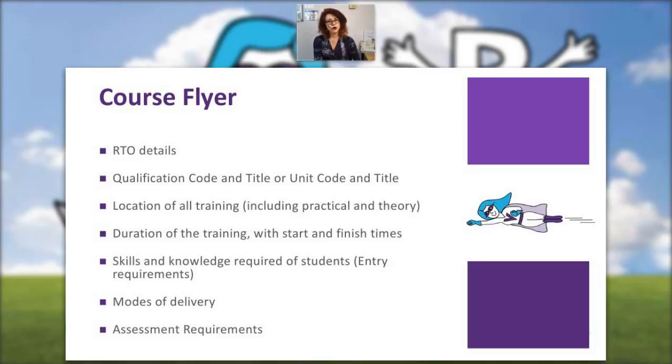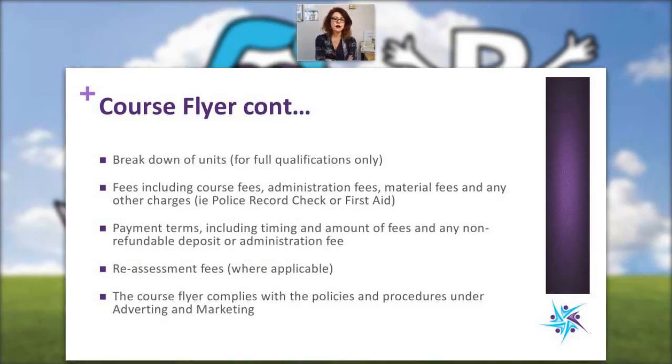The skills and knowledge required of students, so what are the entry requirements for the student to get into the course? Modes of delivery and assessment conditions, so how are you going to assess? It should break down all of the units for full qualifications only and then the single units. And it once again must include the code and title. Include all of the fees, so administration fees, material fees, and any other charges.